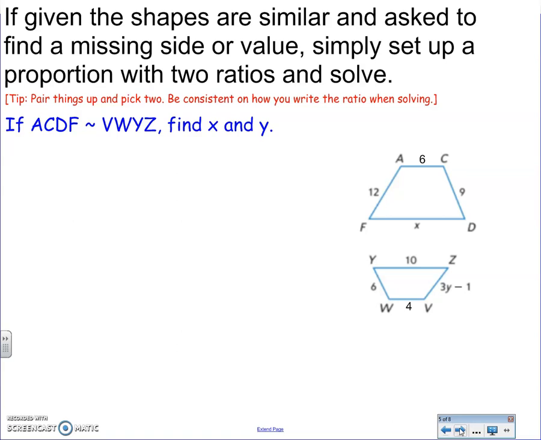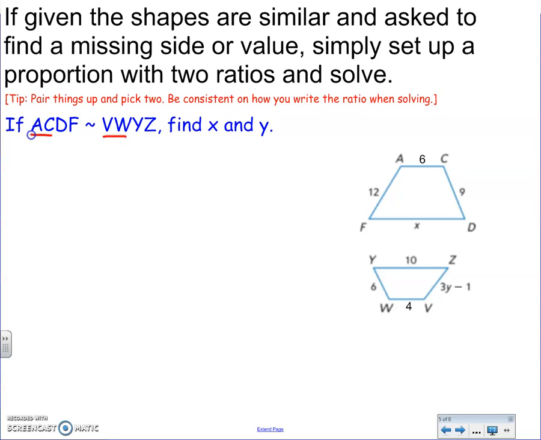If they tell us the shapes are similar and ask to find a missing side or value, simply set a proportion with two ratios and solve. Here's a tip: pair things up and pick two, and be consistent on how you write the ratio when solving. So if ACDF is similar to VWYZ, find X and Y. First, let's find the corresponding sides. We're not talking about angles, but if we did, angle A equals angle V, angle C equals angle W, angle D equals angle Y, angle F equals angle Z, but we'll do sides.